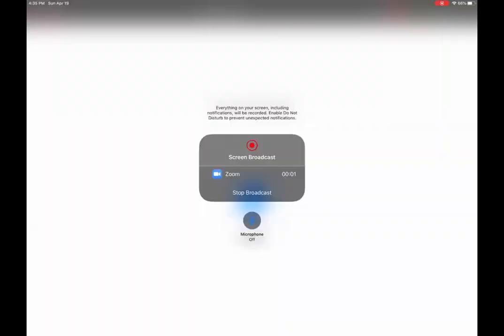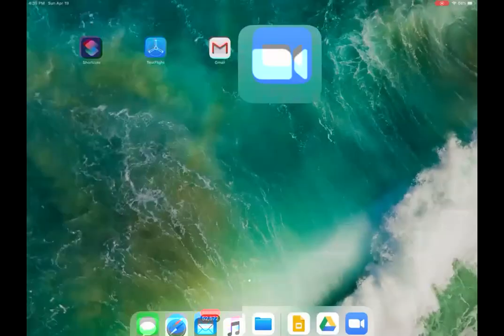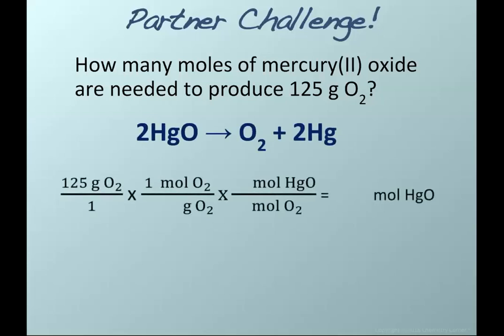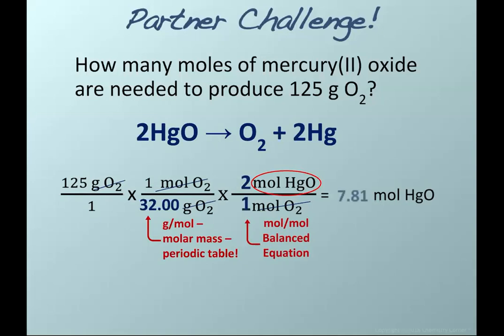Okay, let's go back to the PowerPoint and see if we did it right. Mercury oxide, there it is. Put in the numbers, all those things cancel. So our units, don't be afraid to write this all out. If you write it out neatly in a line, everything's going to cancel and you're going to end up with the right answer. Put in what you know, these grams from the periodic table, these numbers from the balanced equation, and then do it on your calculator.